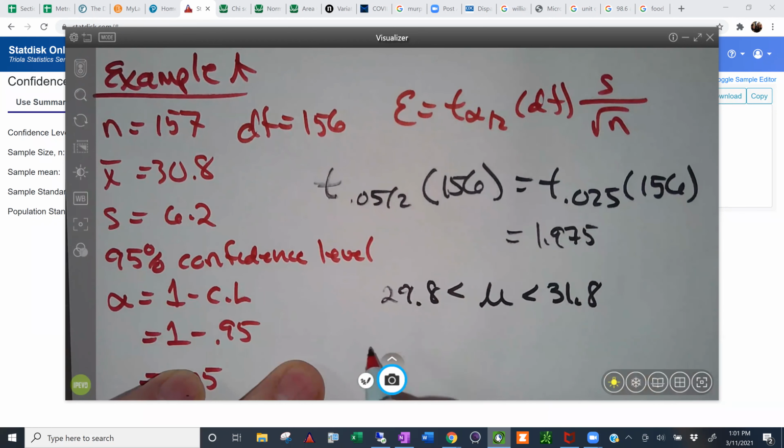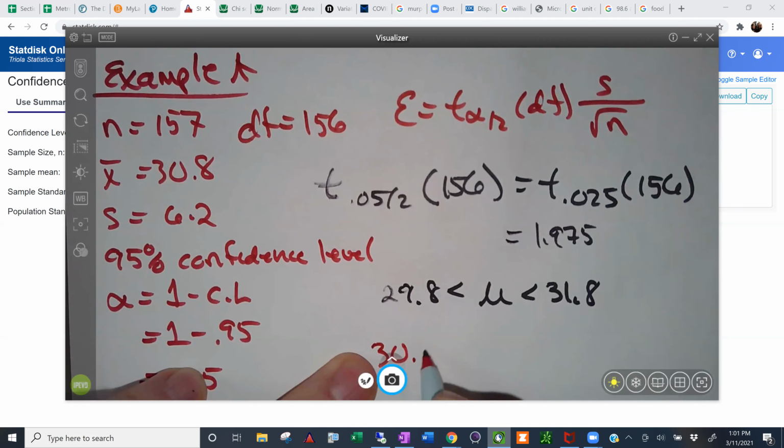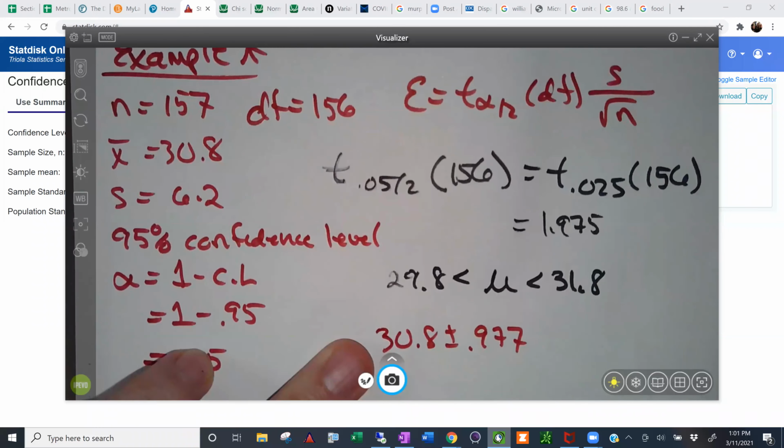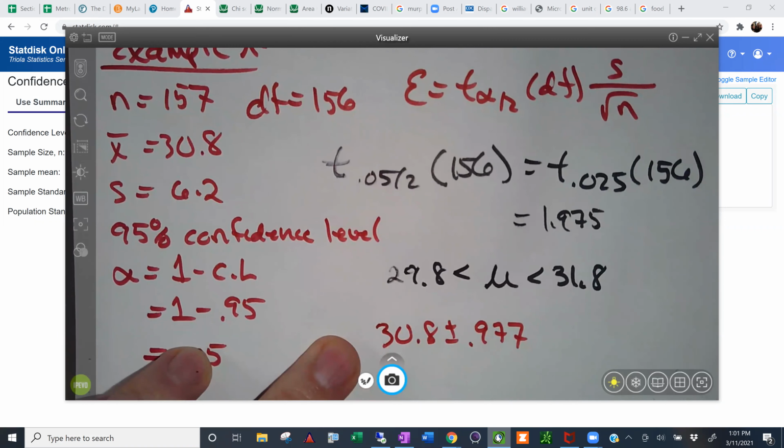You could write that different ways. You could write it as 30.8 plus or minus that E term, which is 0.977. So that's a different way you could write it in terms of your confidence interval. The nice thing about that is it shows you what your point estimate is, and that's how much your error is. So you got an error that's a little bit less than 1 in width.